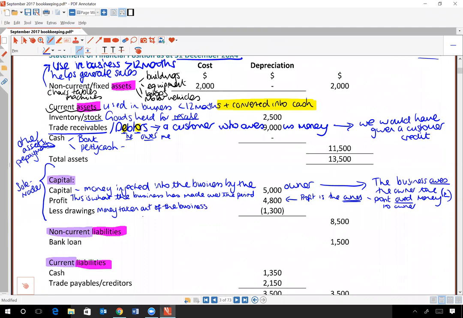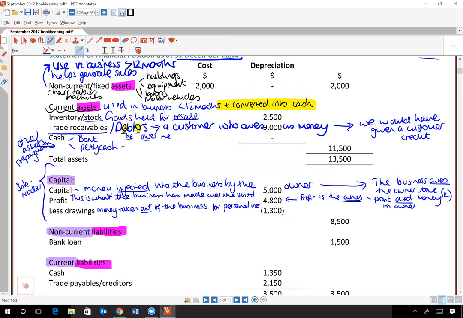So that's money taken out of the business, whereas capital was injected. That was put in. Profit has been made, it's been created, whereas drawings is where the owner is taking money out of the business for personal use. So it is not business related.